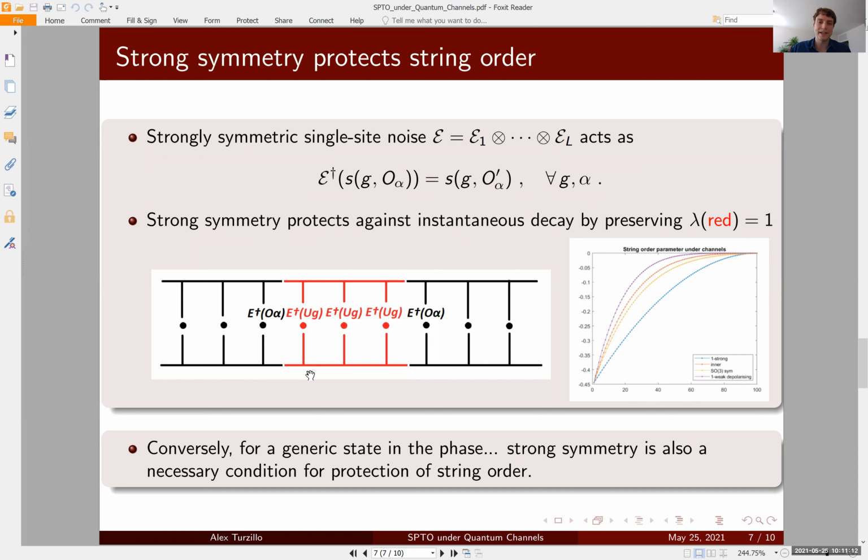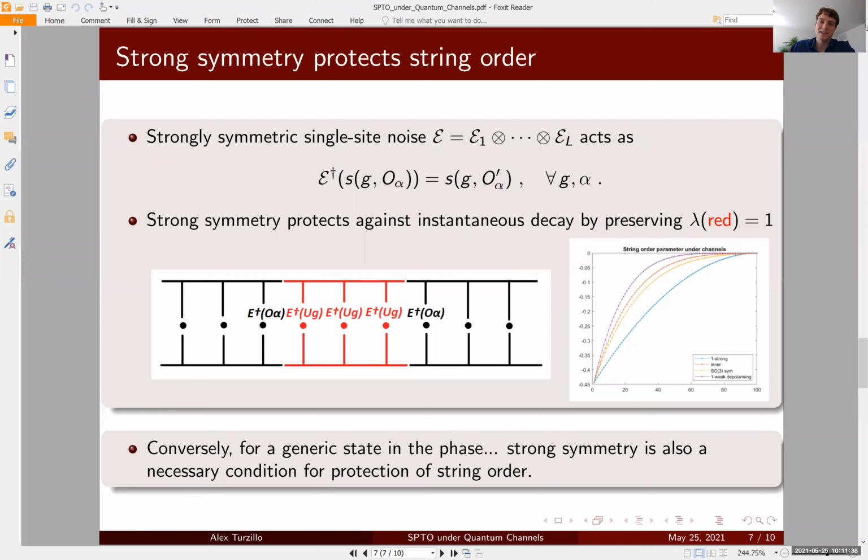And one can show that this only happens when the operator inserted in the transfer matrix is a symmetry of the matrix product state. So that's precisely what the strong symmetry condition is stating. So the end operators, on the other hand, don't necessarily get mapped to themselves. They could get mapped to something smaller.